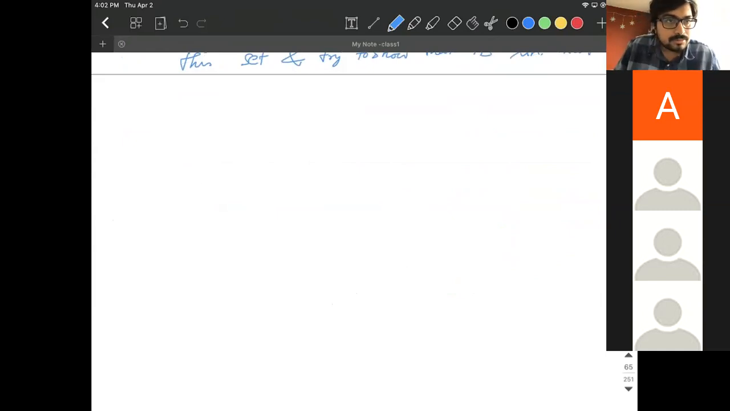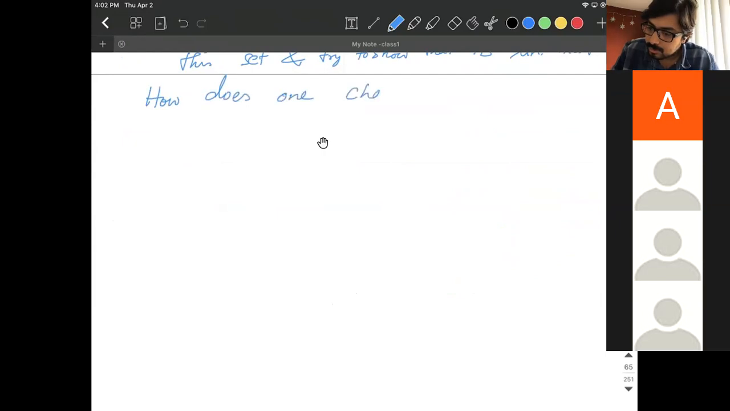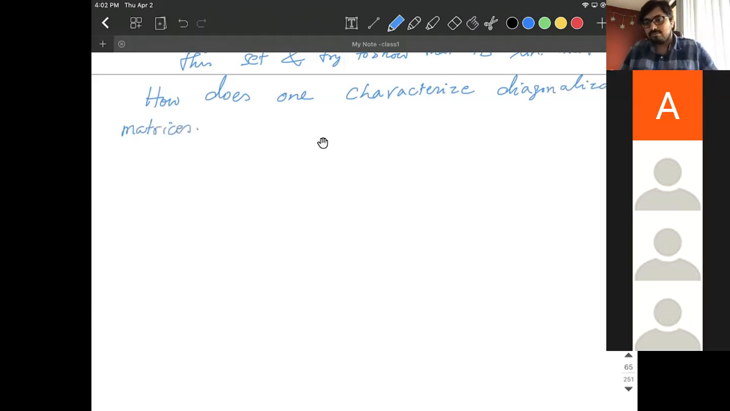We were doing diagonalization and have shown that not every matrix is diagonalizable. Now, the next question is how does one characterize diagonalizable matrices? There should be a defining way to identify which matrices are diagonalizable and which ones are not. So let's see the condition.